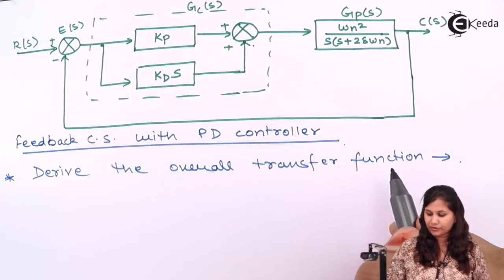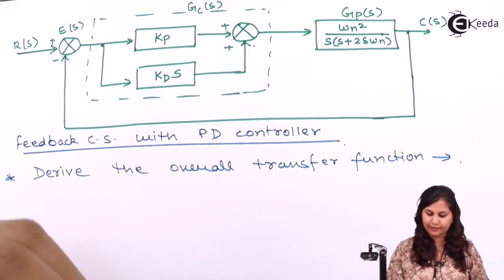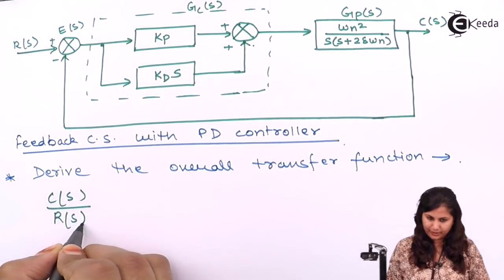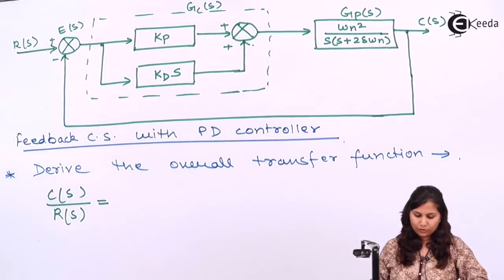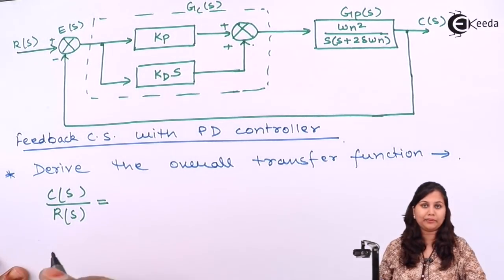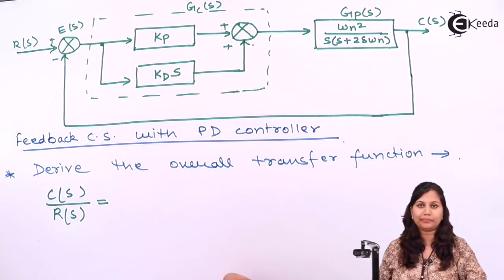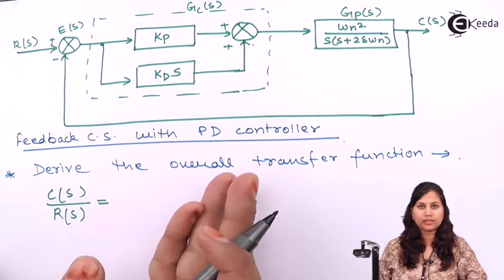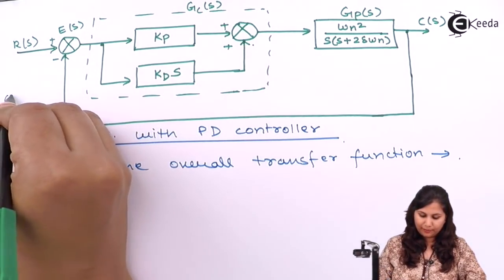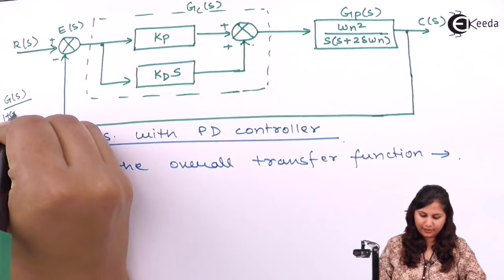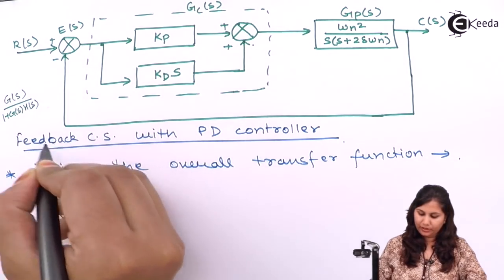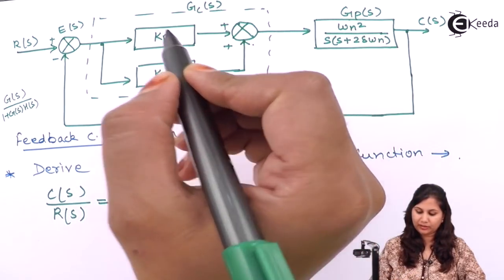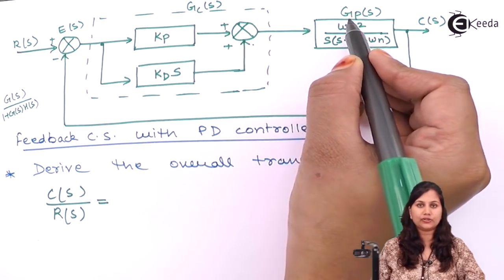Now let us derive the transfer function. This transfer function is the ratio of C(s) by R(s). It is the transfer function of a closed loop control system, we have G(s) upon 1 plus G(s)H(s). Here H(s) is 1 because it is a unity feedback system. So G(s) will be the multiplication of Gc and Gp.